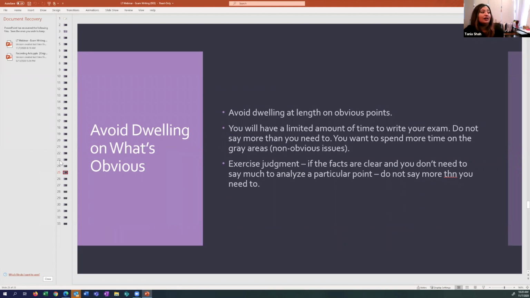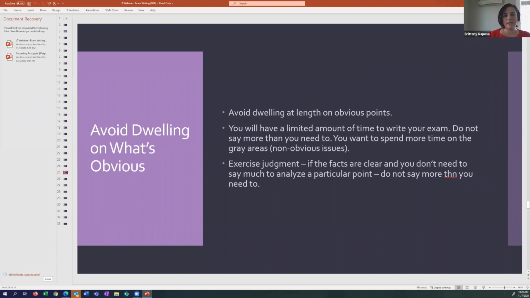Avoid dwelling on what's obvious. Yes, we don't want to dwell. Professor Raposa. Yeah, so I think we talked about this a little bit before, and all of these ideas kind of mesh together, but timing is definitely an issue. I can't tell you how many students I've talked to where they did okay, but they just ran out of time. And so you really have to plan your time accordingly on an exam.